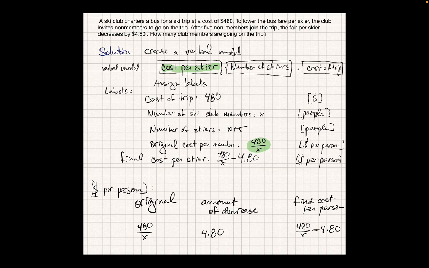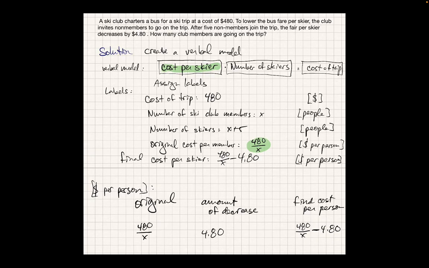What's my overall broad strokes method here? I've never taught word problems very well. So I'm creating a verbal model. I'm saying that my eventual cost per skier times my eventual number of skiers is going to give me my cost of trip. I already know the cost of the trip. We're locked in. That's our budget.